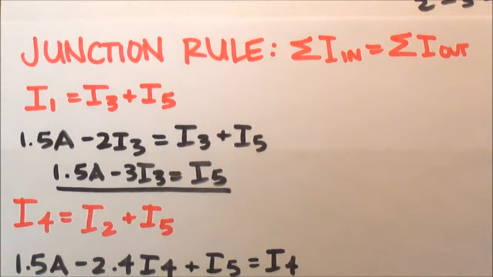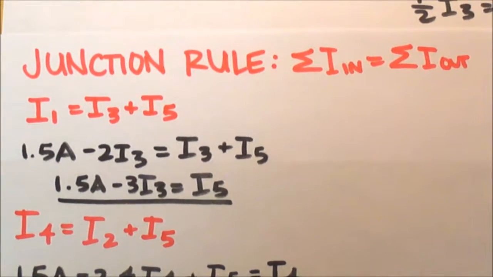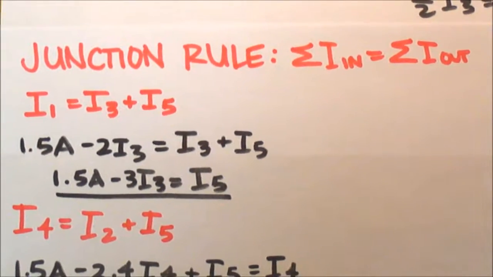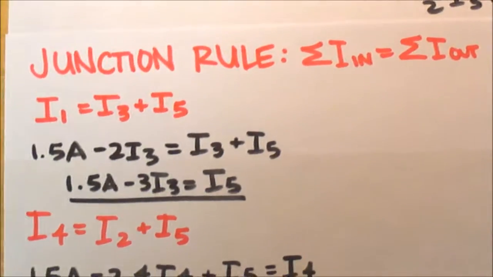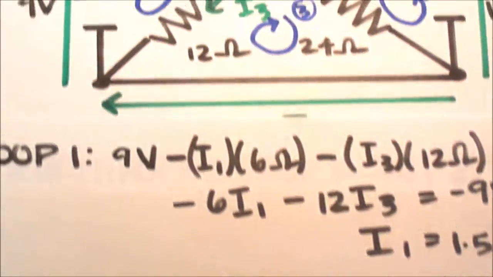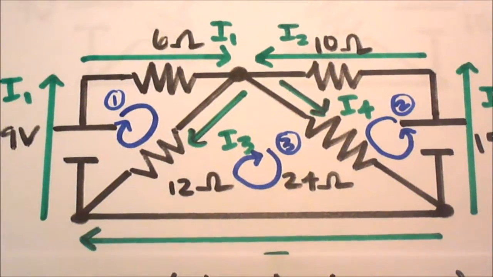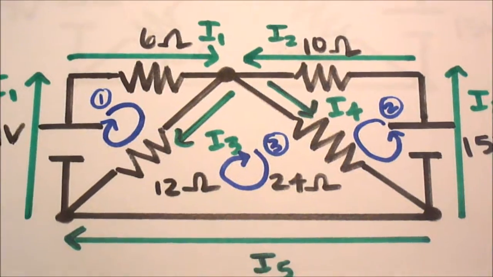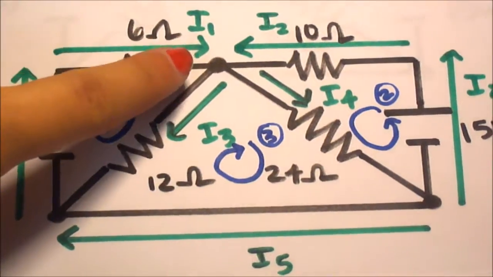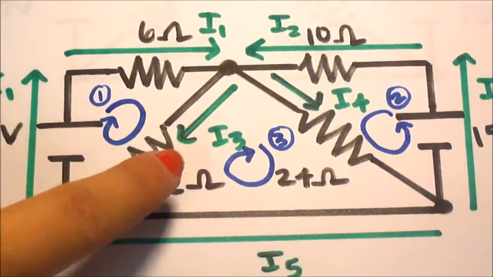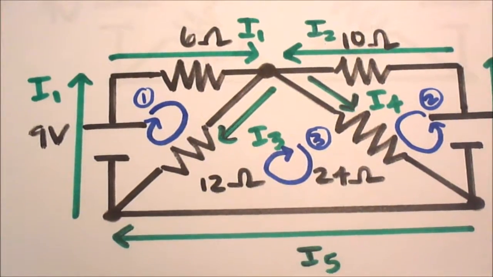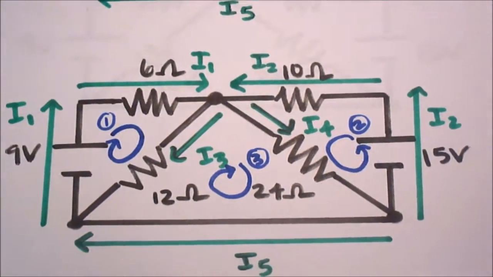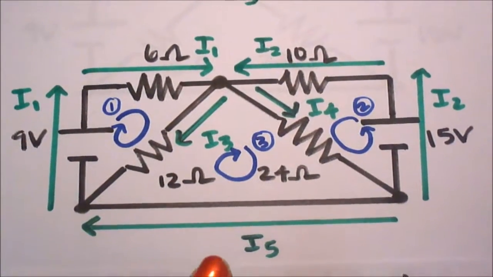Now we're going to use our junction rule, the Kirchhoff's junction rule, which means that the total current into a junction should equal the total current coming out. So referring back to our picture, you can see up here that the current I1 should equal the current I3 plus I5, because I1 is going in and I3 and I5 are coming out. Likewise, the current I4 should equal the current I2 plus the current I5.